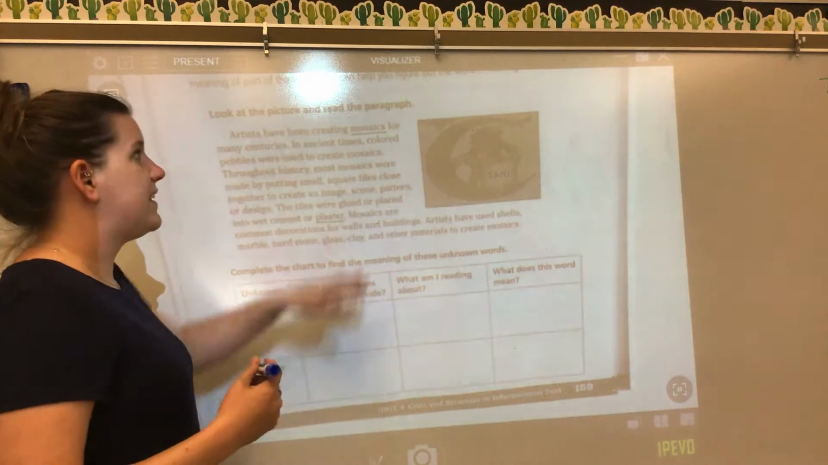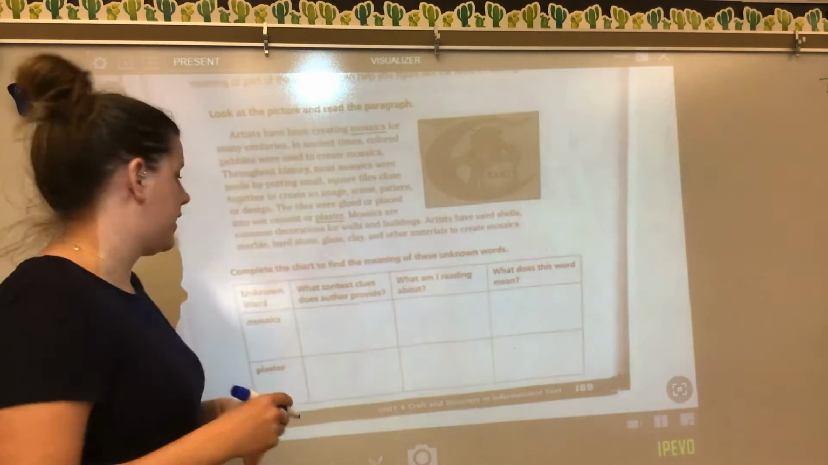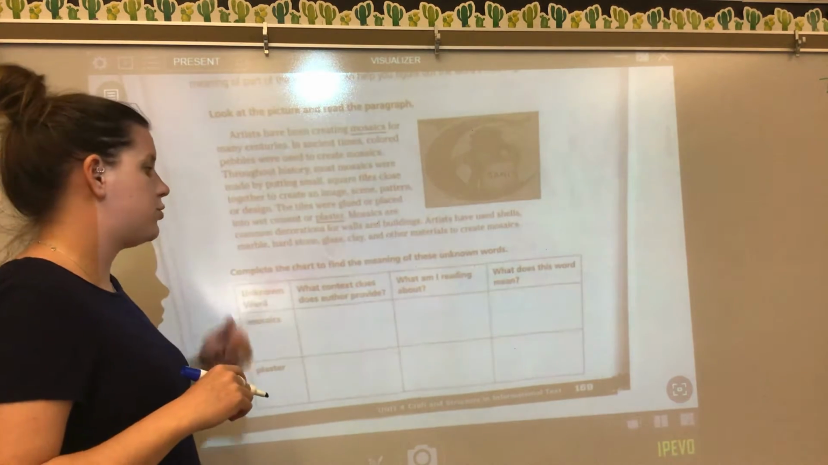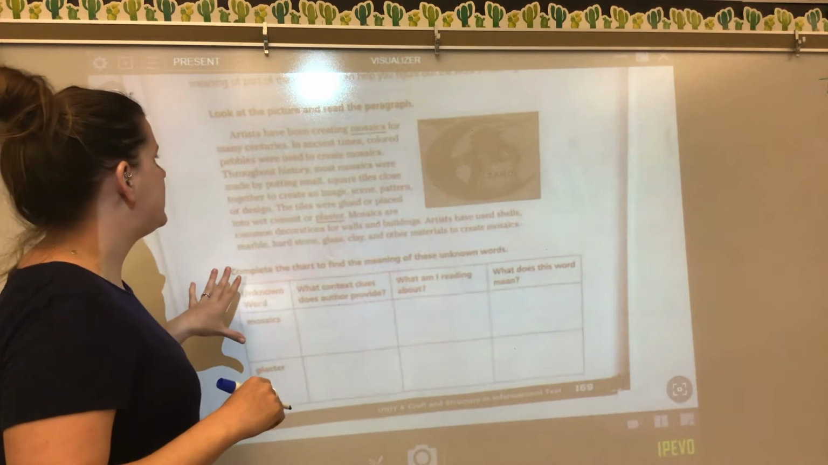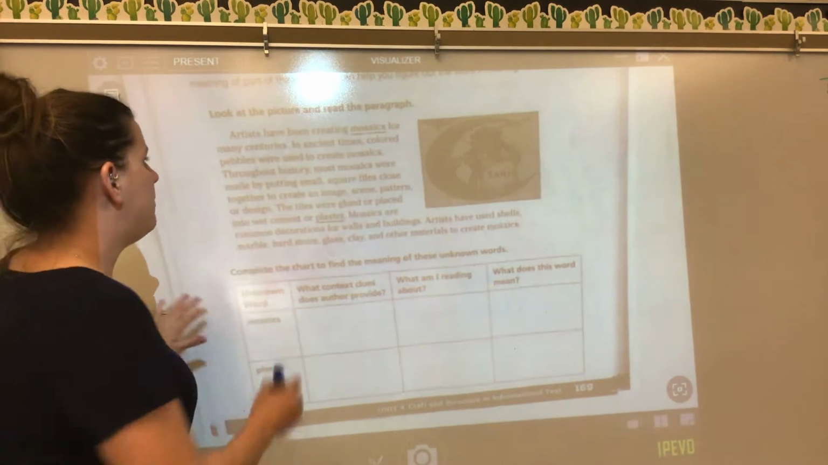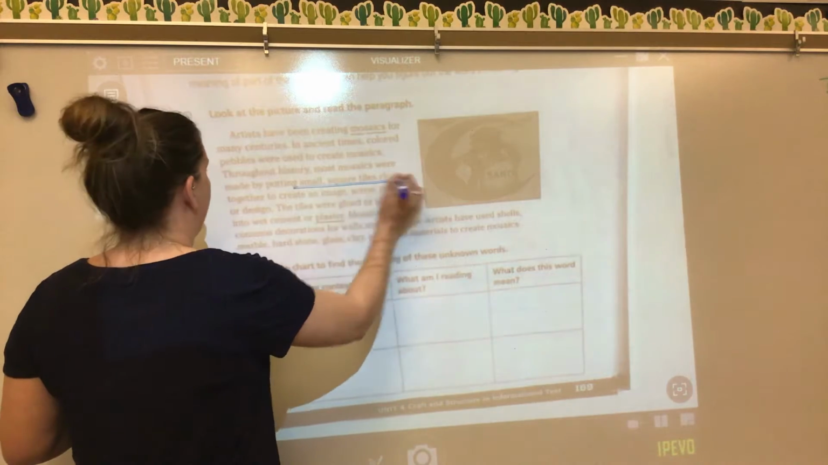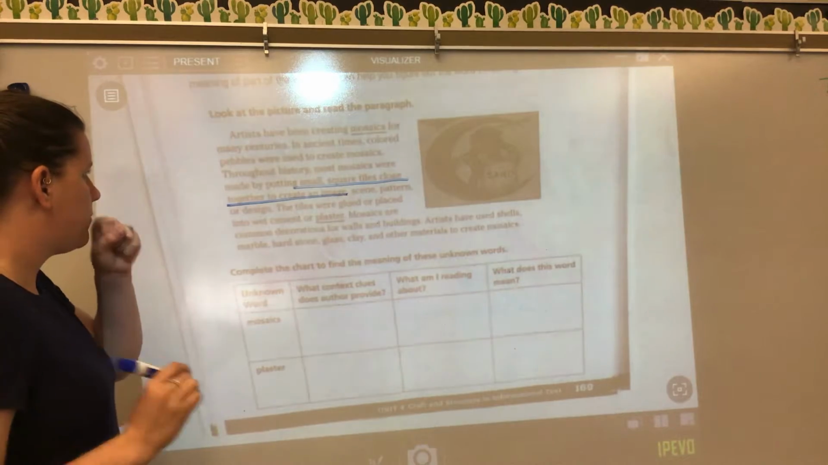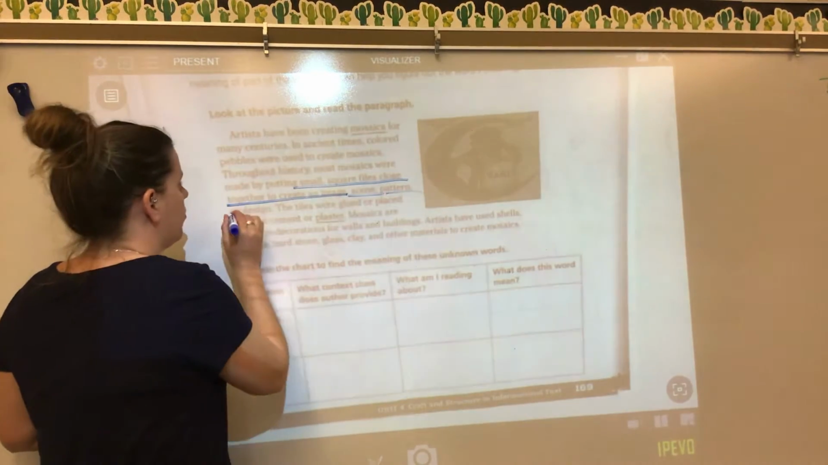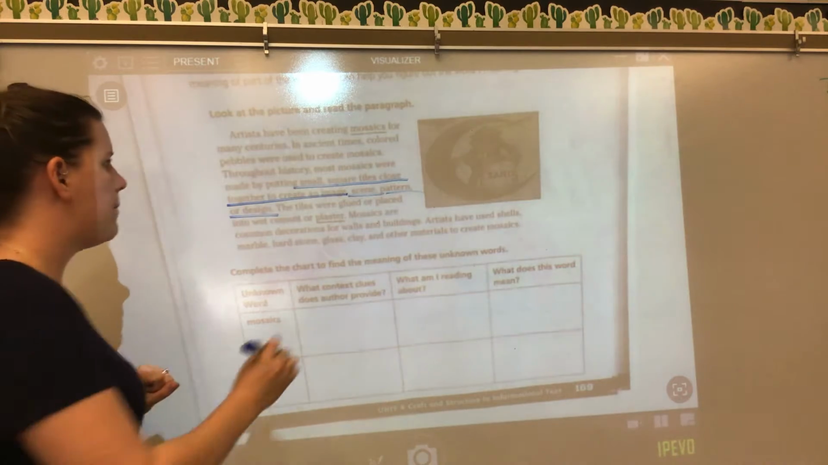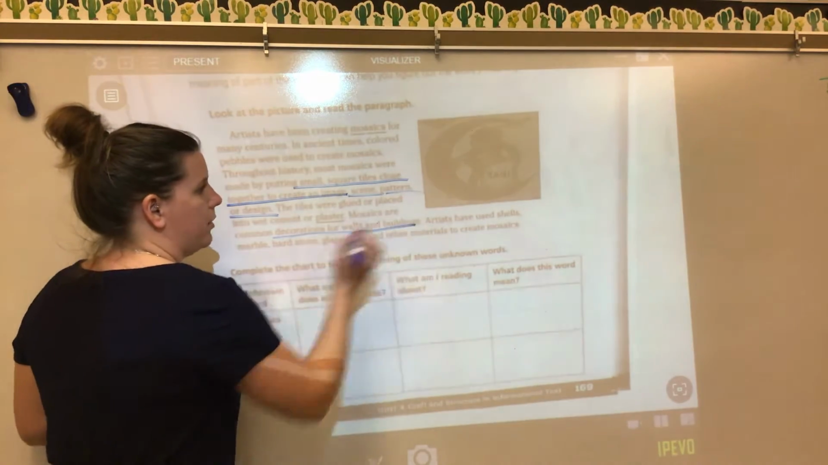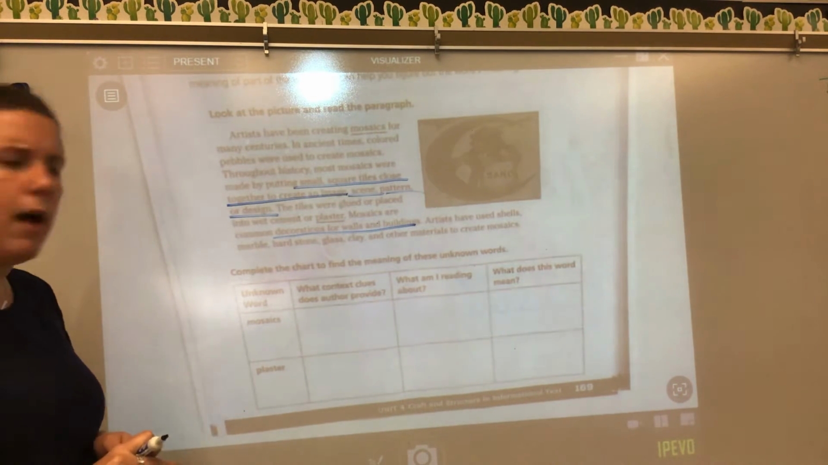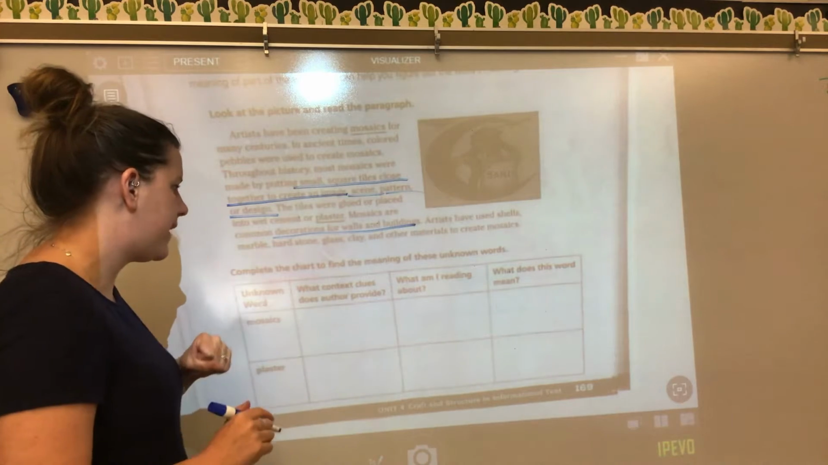So again, this is most likely about mosaics. That's what it keeps talking about. And our unknown word, maybe you don't understand what a mosaic is. Well, what context clues does the author provide? They talk about how they're made from small square tiles close together to create an image, scene, pattern, or design as well. They are decorations for walls and buildings. I think that would be a pretty good amount of information. So I underlined my context clues.